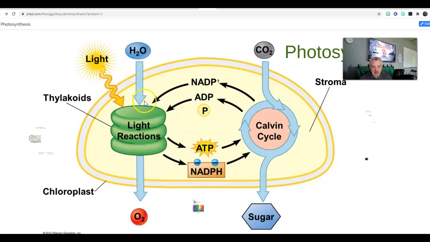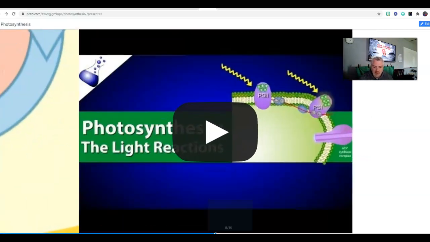They actually split that water molecule. And they provide the energy through ATP and the electrons in NADPH to power the Calvin cycle, which basically takes CO2 and converts it to glucose. And that's kind of it, the big picture of what we're talking about.